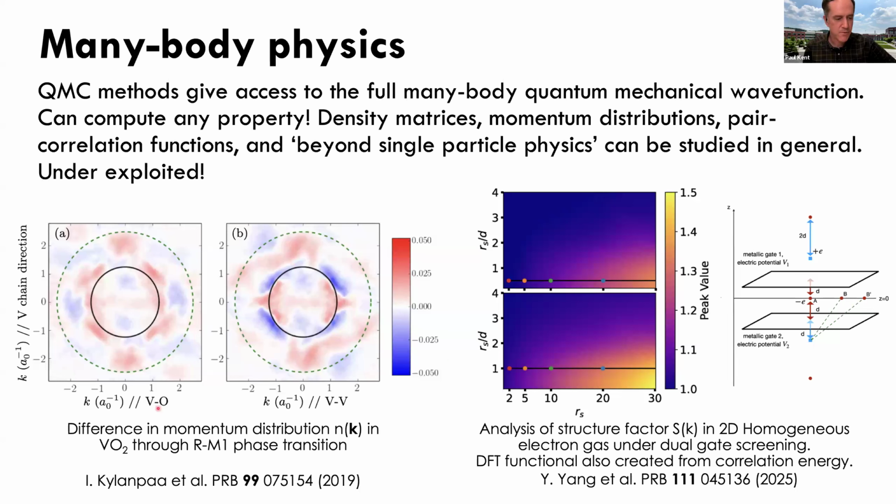And I think this is a little bit of an underexploited area. And I'll just show you here, this is an example from a paper by Ilkka Kalampa. This will take too long to explain all the details behind it, but they're looking at the change in momentum distribution in vanadium, so a challenging correlated material, through a structural phase transition. This is also an example looking at the structure factor by Yang and co-workers, looking at an electron gas which has got gates around it, and learning about the properties of that electron gas. And one thing they also did in that actually was to make a density functional for this system from the QMC results.